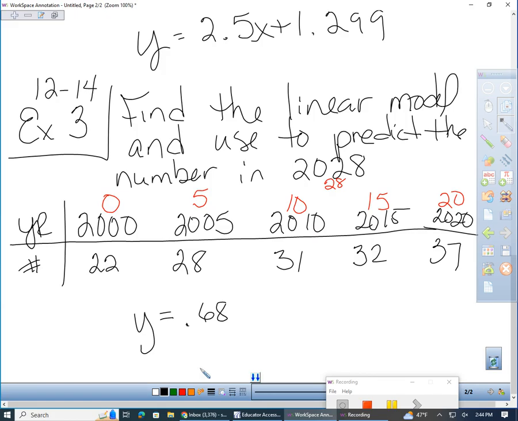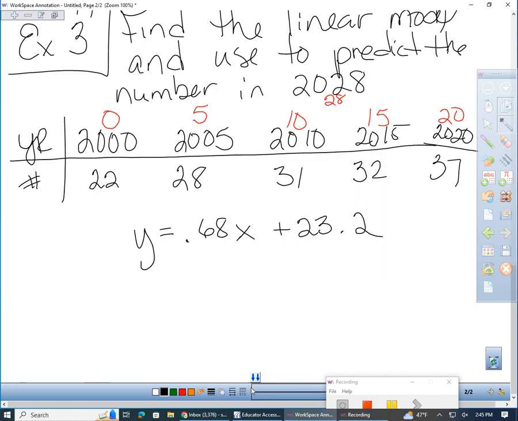So, we're writing a linear model, right? You got y equals 0.68x, and you have to put it that way. Parker, are you with me? Plus 23.2. This is my linear model or my equation. Now, it says to predict the number in 2028. But we don't put the whole year in. We're going to put in just 28 to represent the year. And I put it in for what? For x. Thank you, Kaylee. We put it in for x. So I have y equals 0.68 times 28 plus 23.2.